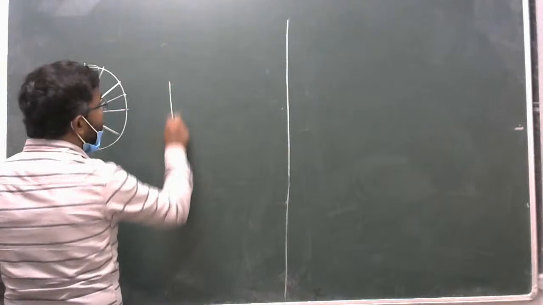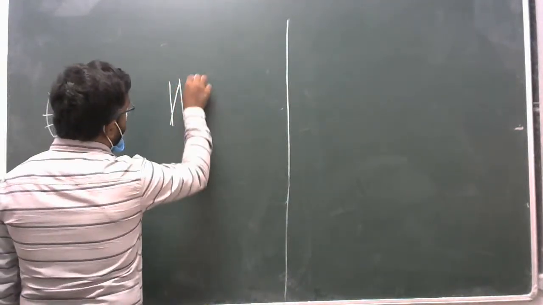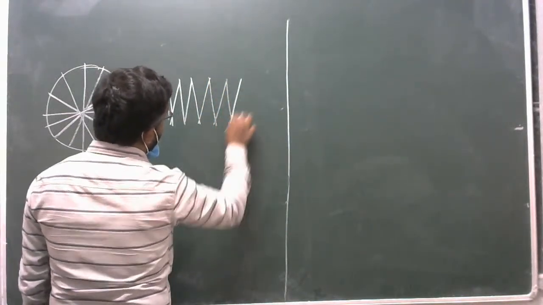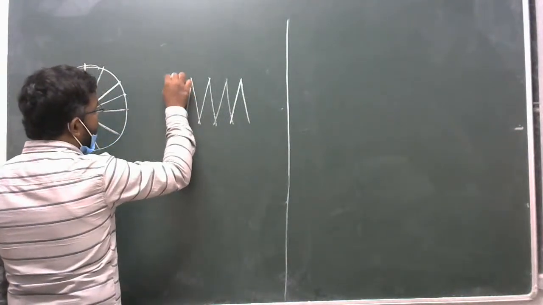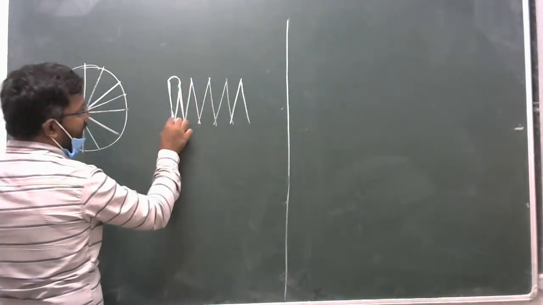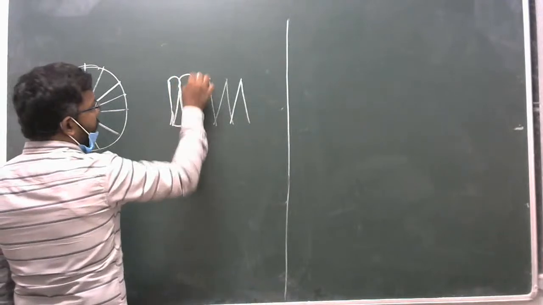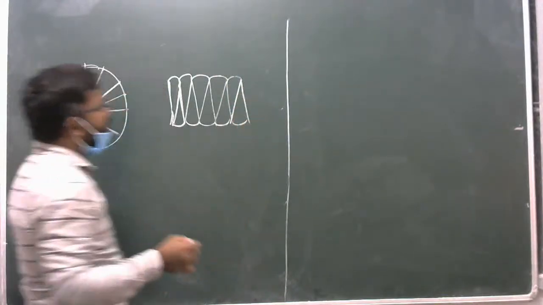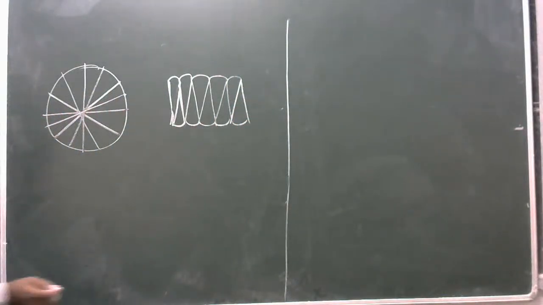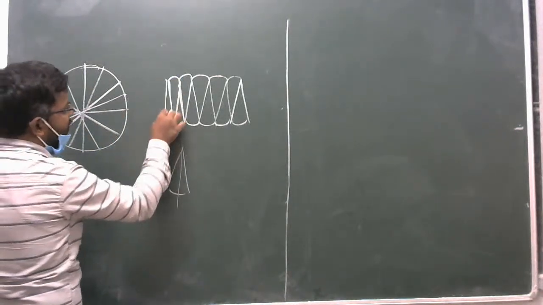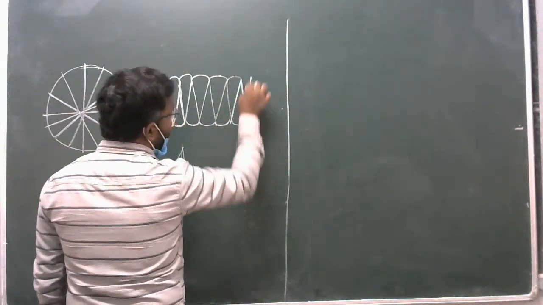So after cutting, we are arranging these pieces. One piece I am keeping upside, and another piece I am keeping downside, and again one up, one downside, and I am doing it alternately. And the last piece, I am cutting in the middle. One piece I am attaching here, and another piece I am attaching here.